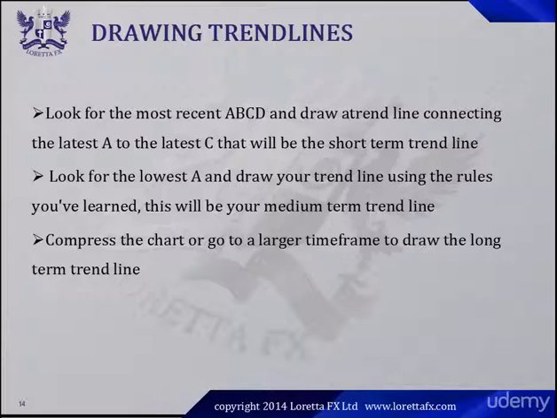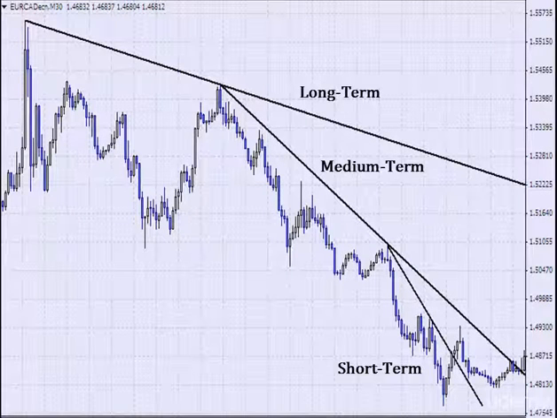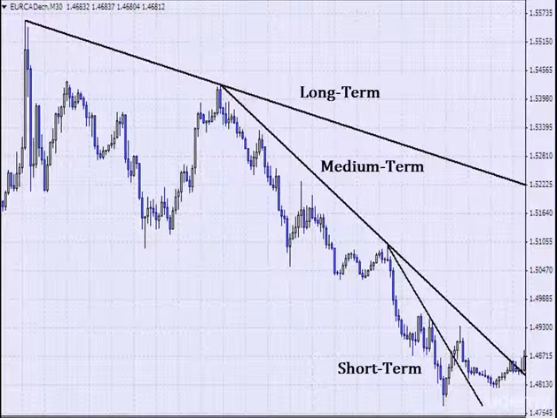And compress your chart or go to the larger time frame to draw the long-term trend line. Okay? Now here's an example showing the long-term trend line, the medium-term trend line, and the short-term trend line. We see the short-term trend line is drawn from the most recent A and C. Okay? Then we have the medium-term trend line and the longer-term trend line.